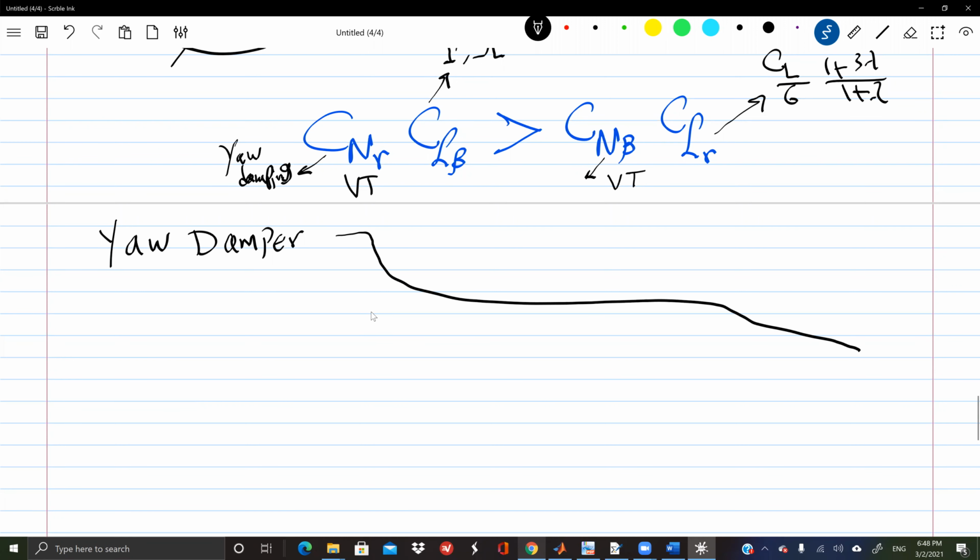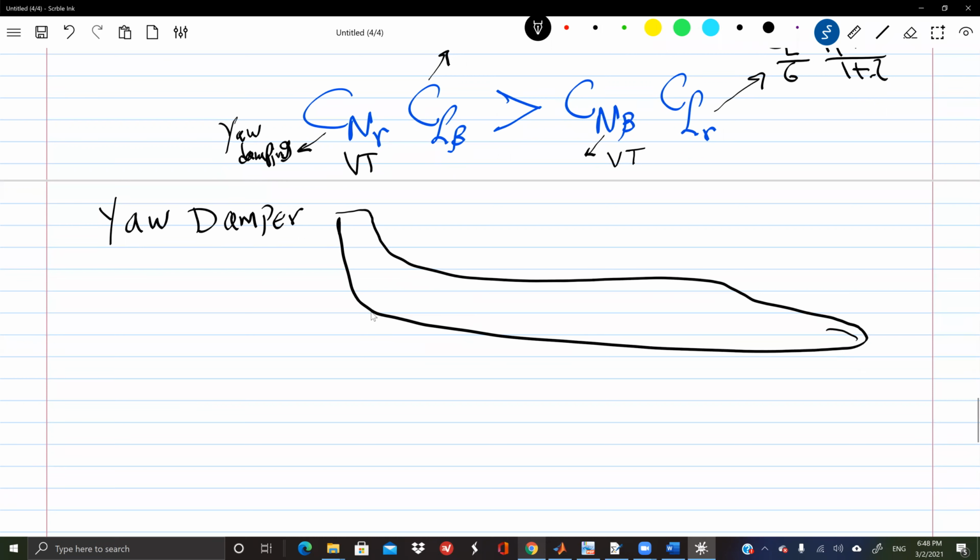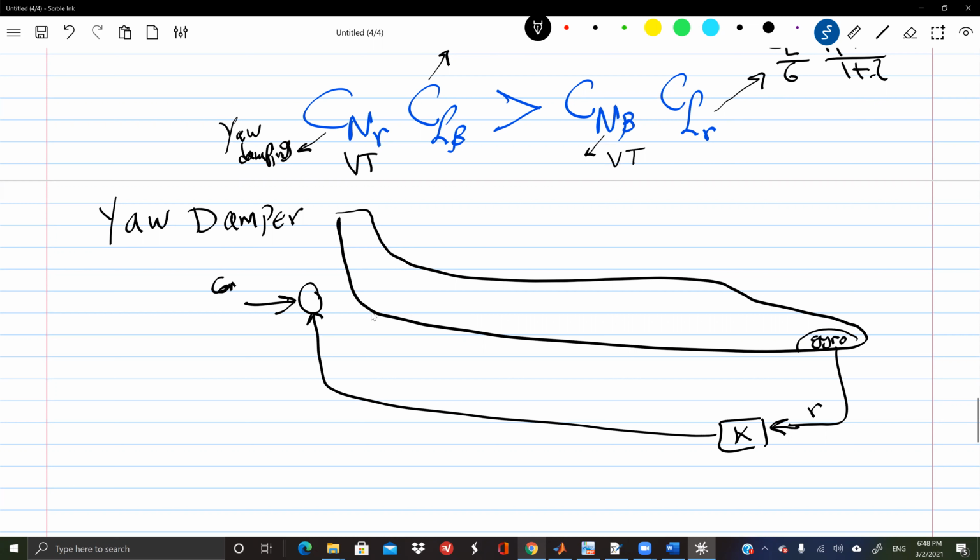So you have your airplane here. We simply put a gyro to measure your yaw rate R, multiply by a gain, and go here. This is the command of the pilot. So we go and move the rudder servo by this signal. So in this setting, what is the equation for the control law for my delta rudder, my input? It's simply a gain times the yaw rate R.